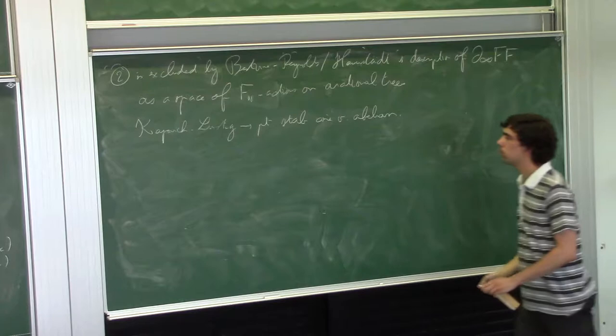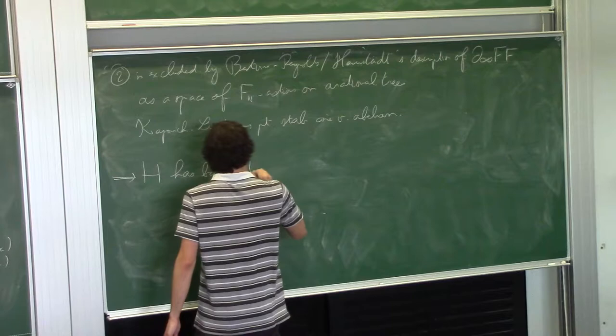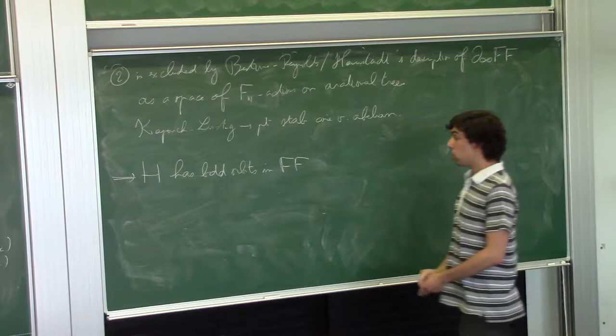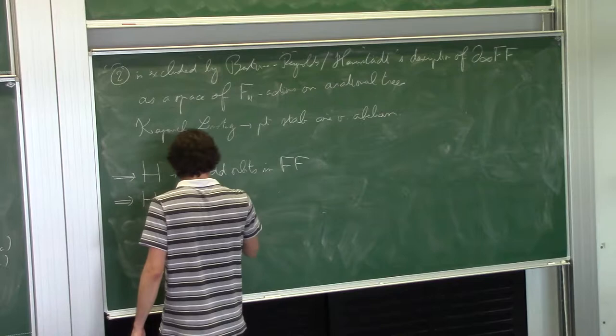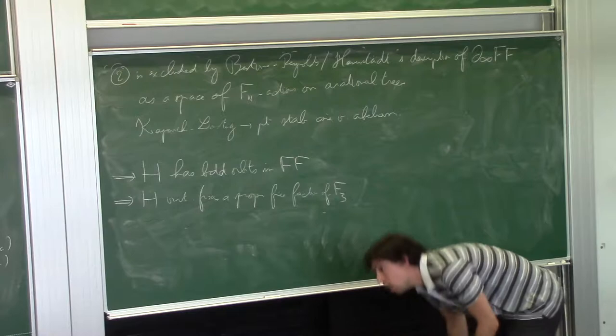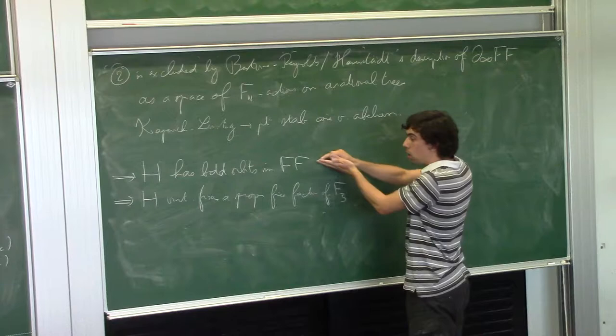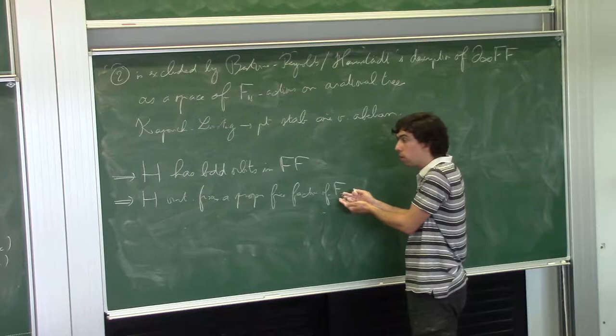So the second situation is excluded, which implies that the group H has bounded orbits in the graph of free factors. And actually, this implies that H virtually fixes a proper free factor of F3. There is something a little subtle here in this implication: here I'm stating that H has bounded orbits in the free factor graph, and here I'm stating that H has a finite orbit in the free factor graph. And it's not obvious that you can pass from one to the other, because the graph of free factors is locally infinite.